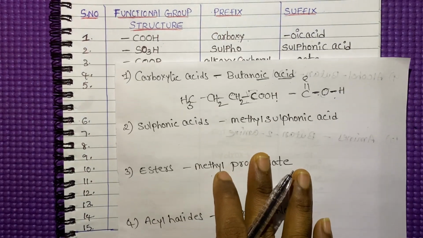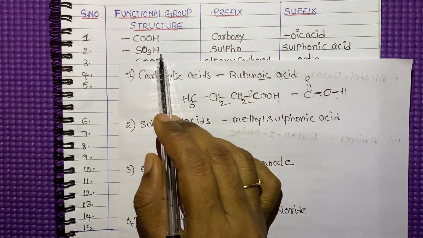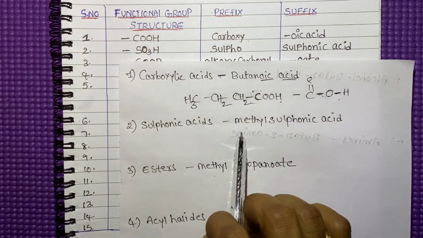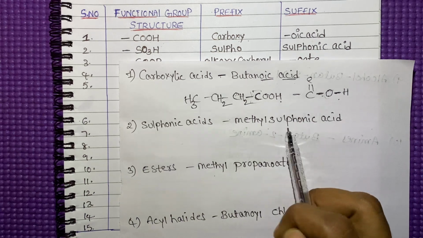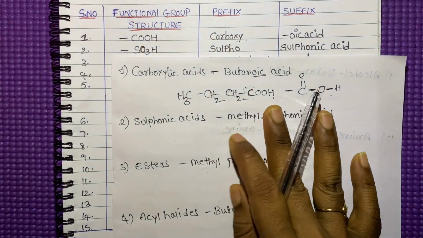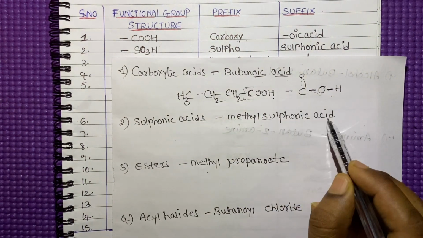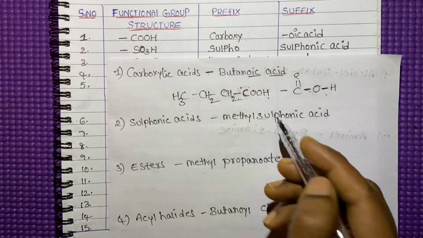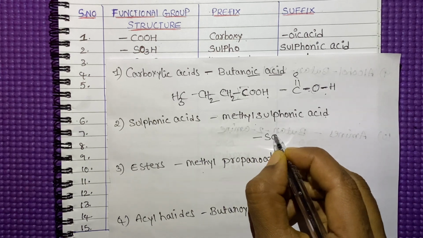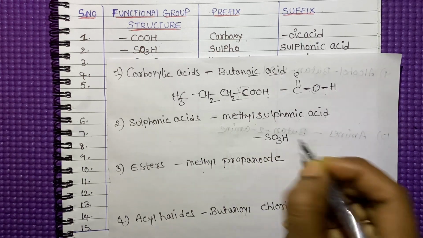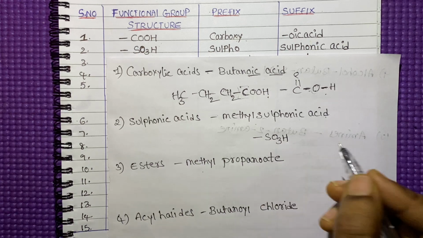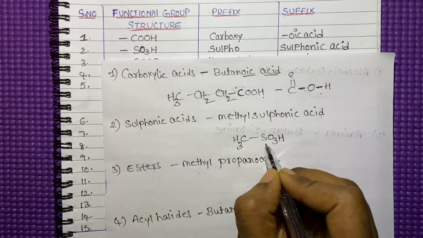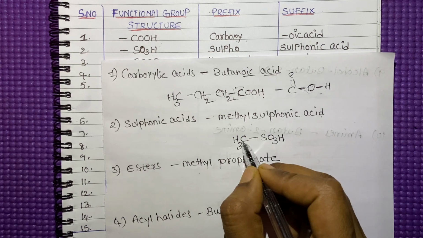Then we'll go for the next example, SO3H, sulfonic acid. Here I am taking the example of methyl sulfonic acid. Here they gave the hint, sulfonic acid. Sulfonic acid means SO3H. Simply you write SO3H, right? Methyl means CH3 group. Here the sulfonic acid is attached to the methyl group.